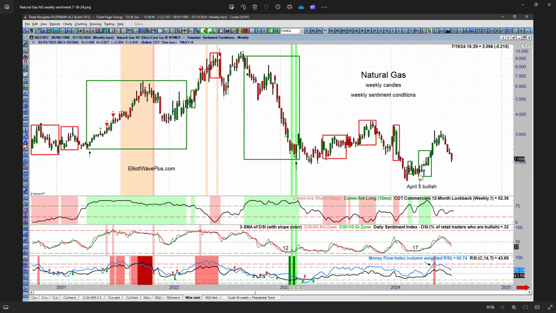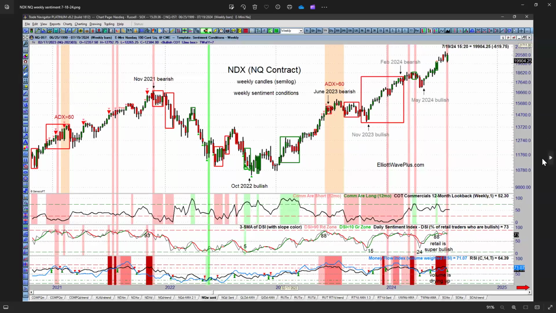Natural gas recently had a full-on bullish storm, but that was back in April, and we got a nice spurt out of it. We had money moving into natural gas long. We had only 17% of retail traders short, commercials heavily long, so that was a perfect storm. But that topped here, and it's been coming back down currently, but that was an excellent signal of what was going to happen next.